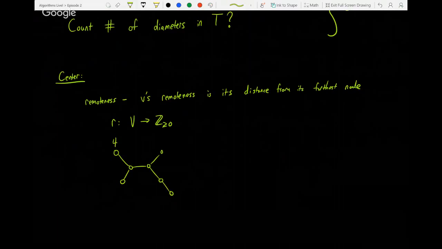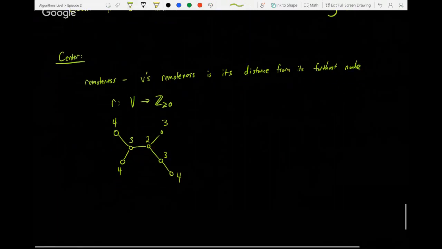Consequently, this has remoteness of 3. Same node as the furthest one away. Same thing here, this is remoteness of 3 as well. This has remoteness of 2. This has remoteness of 3. This node is the furthest one away, and it's 3 edges away. This has remoteness of 4 and remoteness of 4. So we have this notion of remoteness.